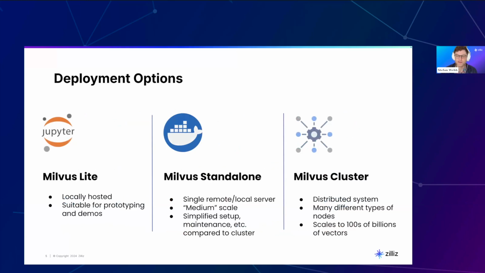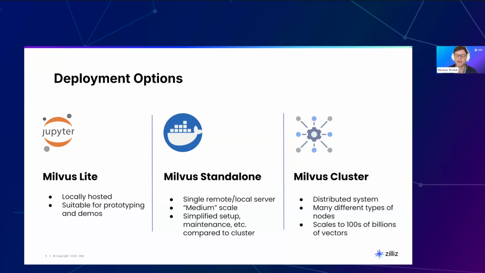So Milvus is designed for scalability, but it has a few different deployment options. When you're prototyping, you probably don't want to be scaling up. You're not really thinking about scaling to the hundreds of millions or billions of vectors yet. So we have a version called Milvus Lite. You can run it in your Jupyter notebook without starting a server, locally hosted. Use that very easily for prototyping.